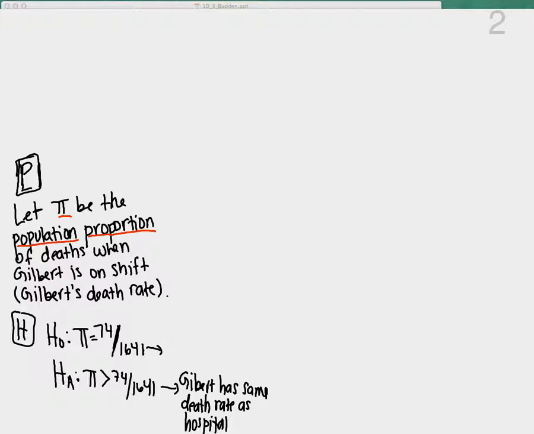Is that one greater? She has a greater death rate. Yes. Man. Okay, sorry. Yes. So Gilbert has a greater death rate than the hospital. Then our null is that she does not have a greater death rate than the hospital. Remember that it's not really an equal sign, it's like a less than or equal to. So Gilbert does not have a greater death rate.